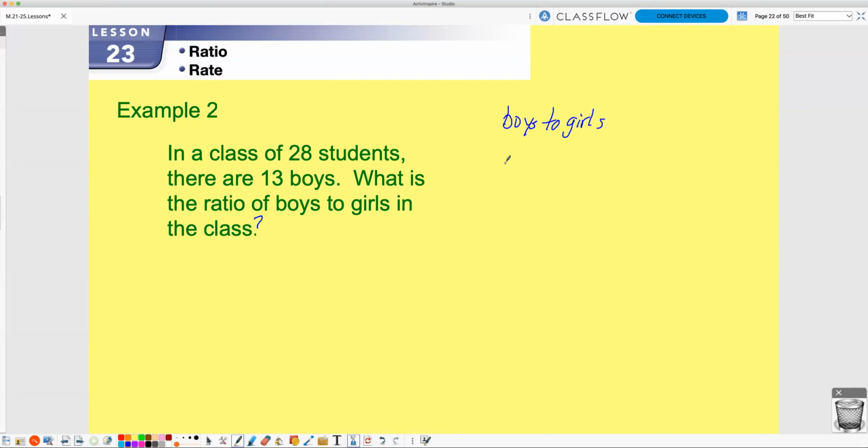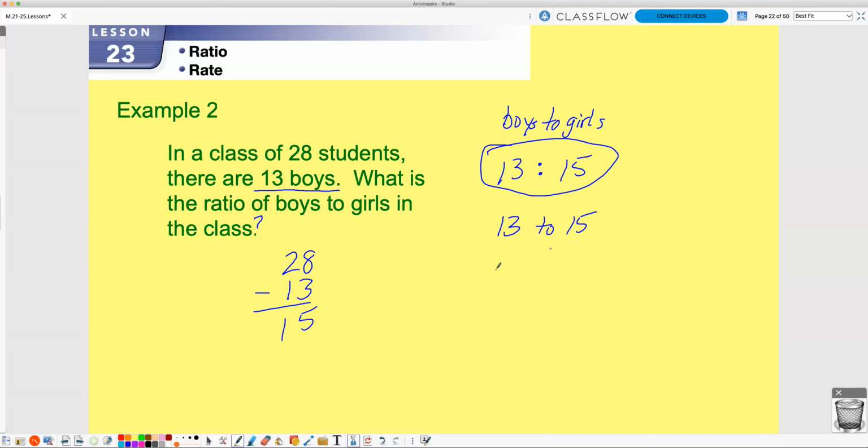So I can see clearly 13 boys is the first one. What's not so clear is how many girls. It doesn't tell us how many girls there are directly, so we have to recognize that it's an indirect thing and subtract. 28 minus 13 gives us 15 girls, so the ratio would be 13 to 15. It could also be written like this, 13 to 15, or like this, 13 to 15. All of those would be the same ratio of boys to girls.